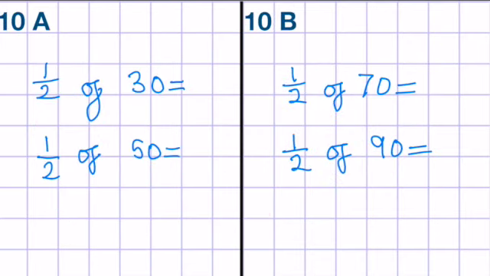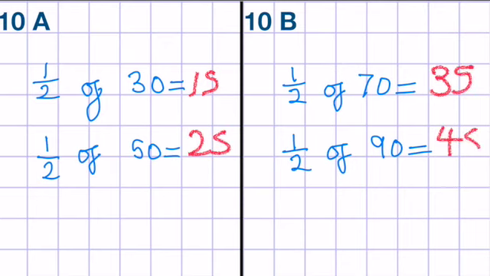Last but not least, you need to come up with the halves of these. You should know these by heart rather than having to divide by 2 with the bus stop. Press pause. Okay, half of 30 is 15. Half of 50 is 25. Half of 70 is 35. Half of 90 is 45.